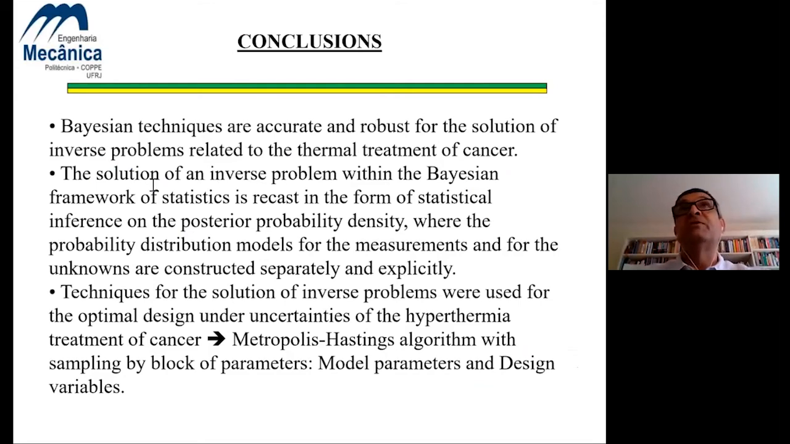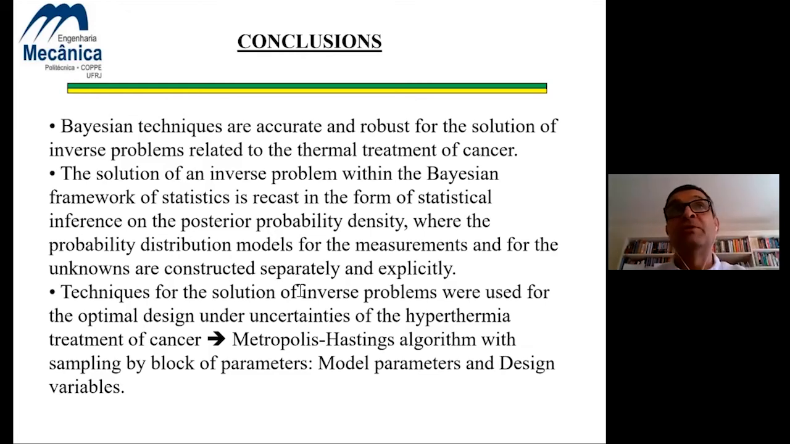Finally, some conclusions. Bayesian techniques are accurate and robust for the solution of diverse problems related to the thermal treatment of cancer. Why? Because the solution within the Bayesian framework of statistics is recast in the form of a statistical inference on the posterior probability density, which takes into account the probability distribution models for the measurements and also for the unknowns, which are constructed separately and explicitly.